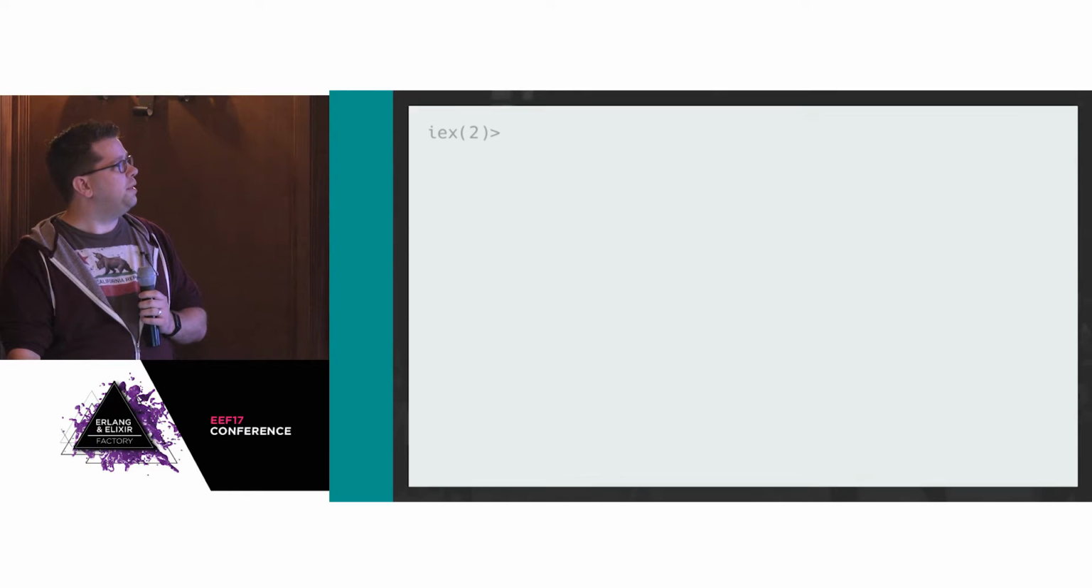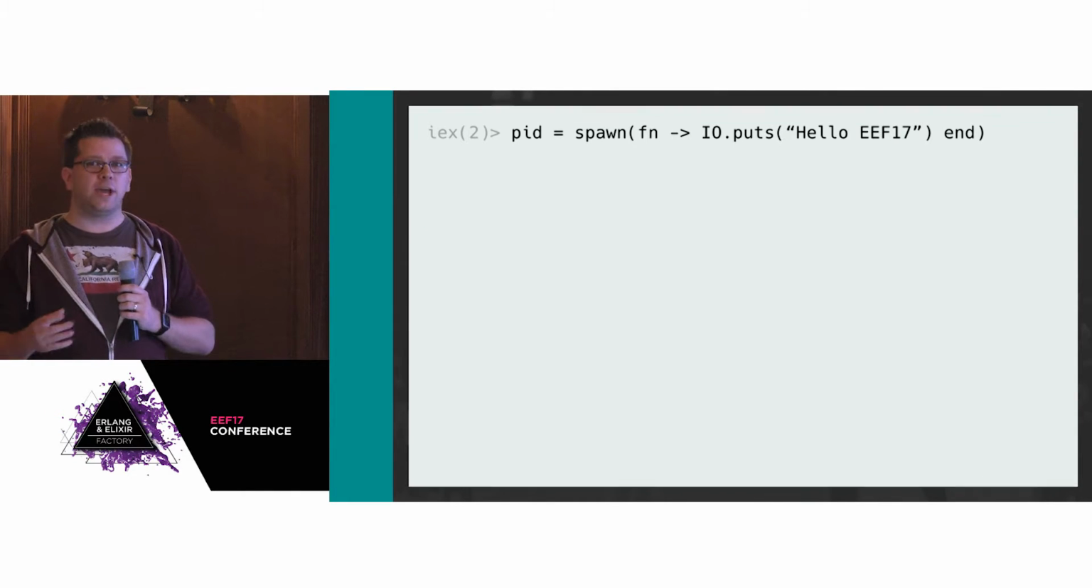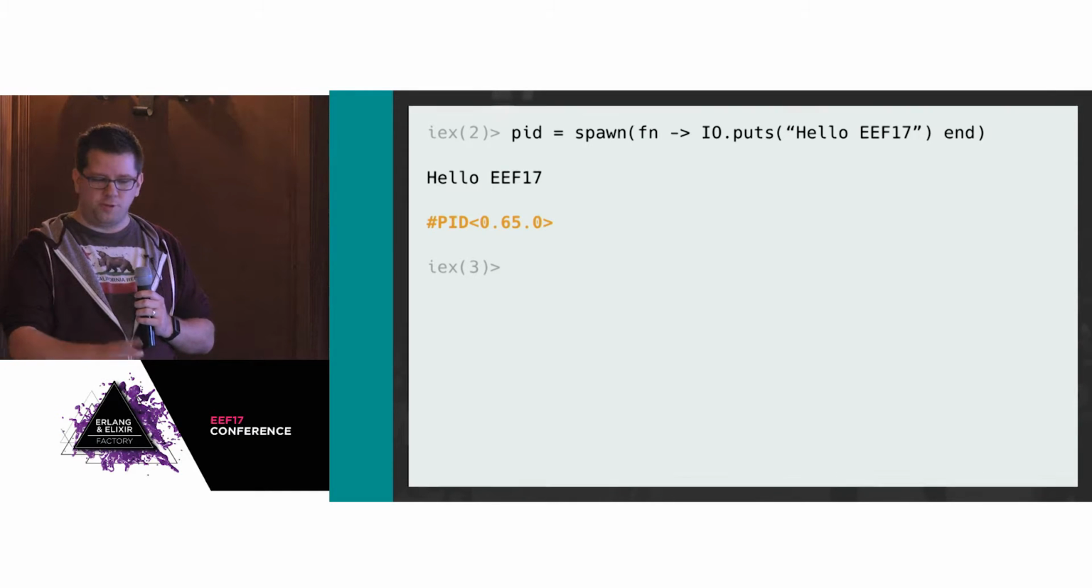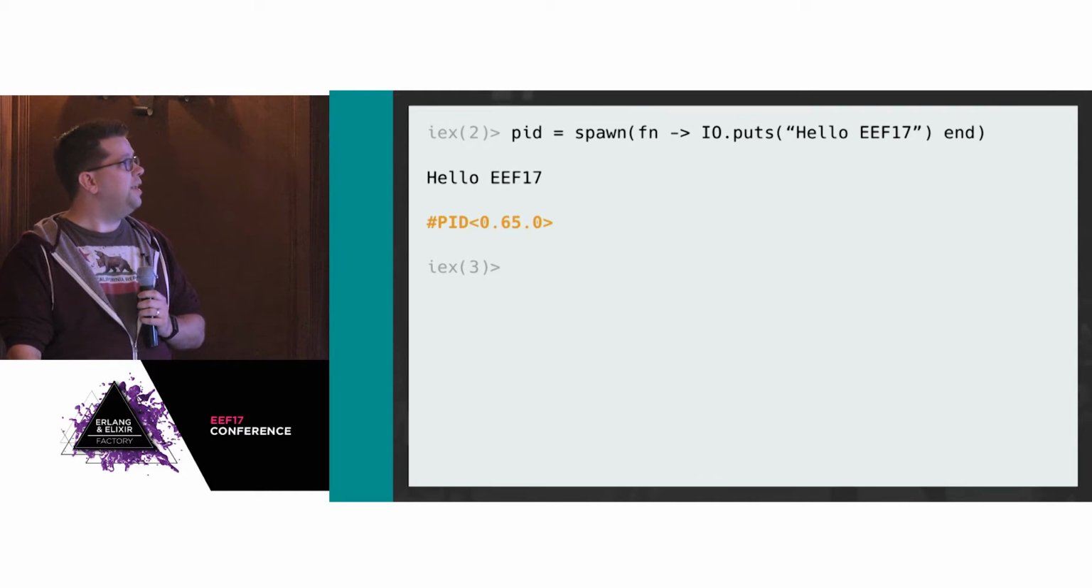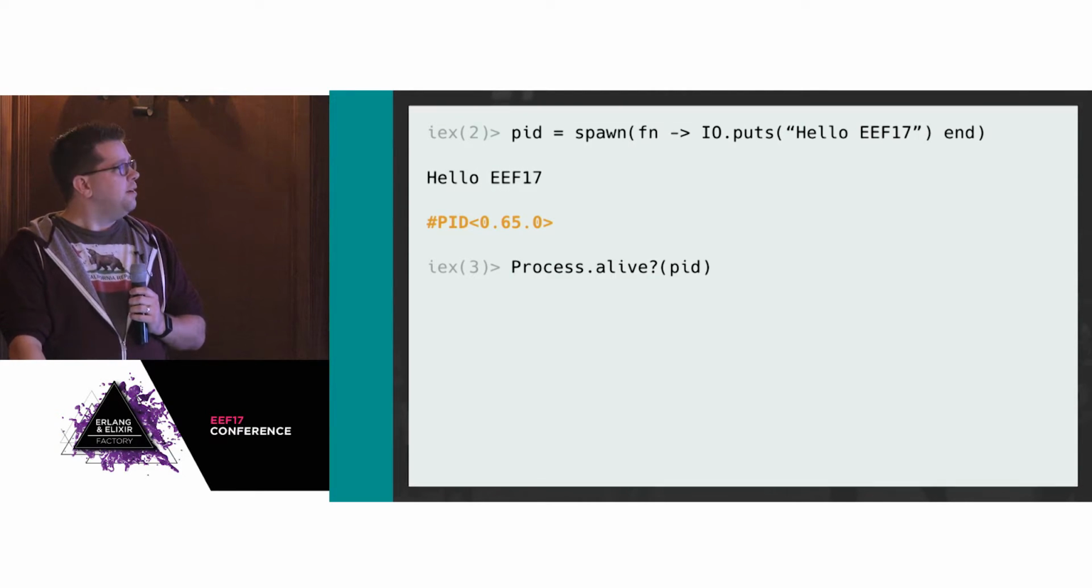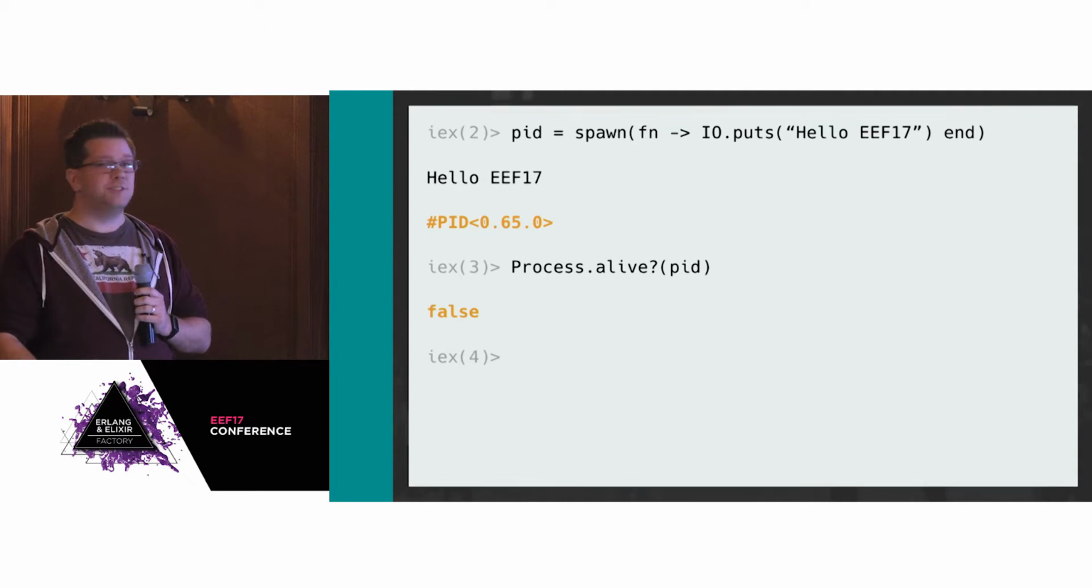So let's go ahead and just spin up the process again. And this time, we'll capture the process ID in the variable pid. So we'll run it. It prints out hello EEF17. And now we've got that process ID captured in pid. So let's take a look at what our process is doing. We'll do Process.alive? just to make sure it's still alive, and it is not alive.